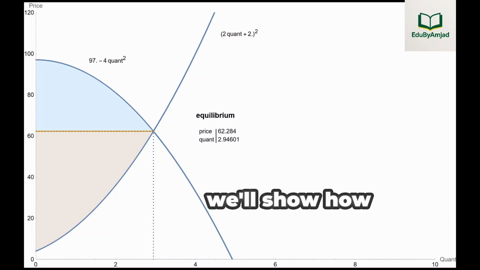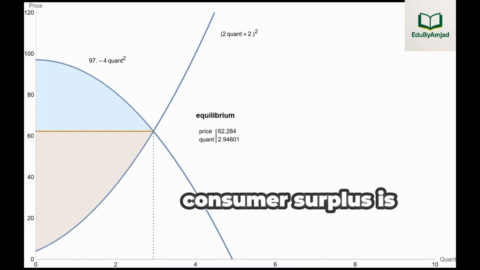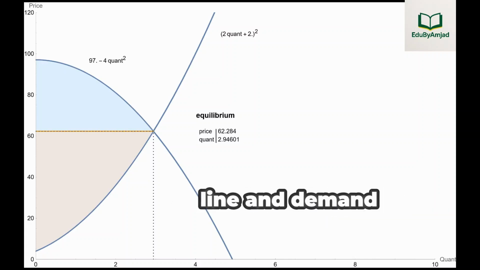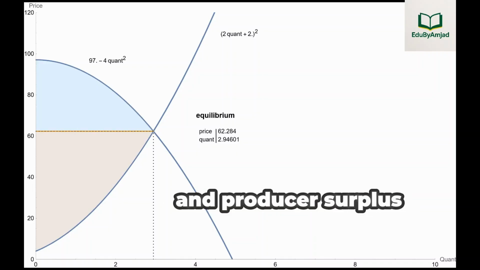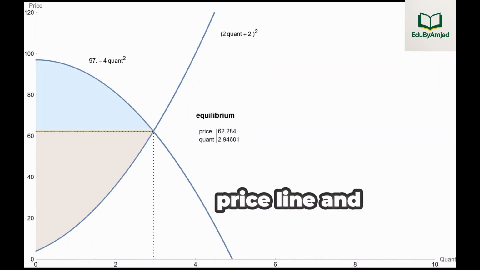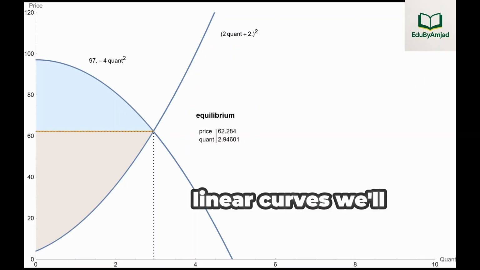In this video, we'll show how and why consumer surplus is the area between the price line and the demand curve, and producer surplus is the area between the price line and the supply curve. Both curves are nonlinear. In the previous video, we studied linear curves. We'll use Mathematica.